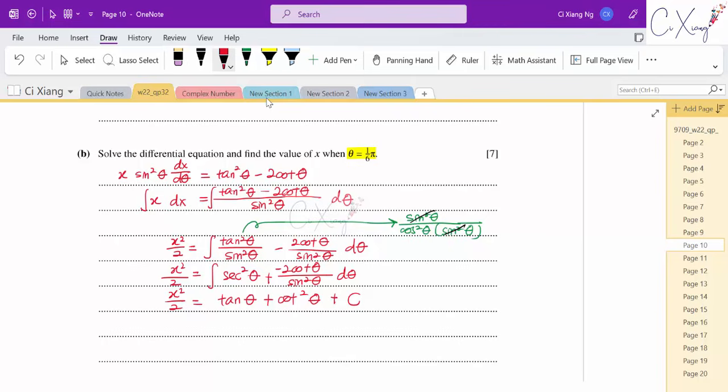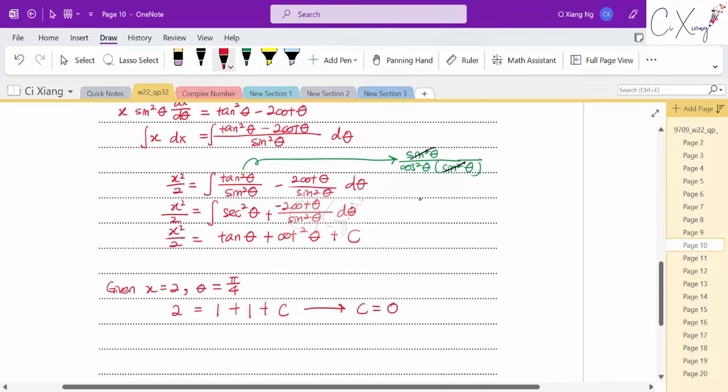From this question, it is given that x equals to 2 and then theta equals to pi over 4. If I try to substitute into my general solution here, we will have 2 equals to tangent pi over 4, which is a 1, cotangent square theta, cotangent pi over 4 square, it is also a 1, then plus c. And we can see that c is equals to 0 basically.